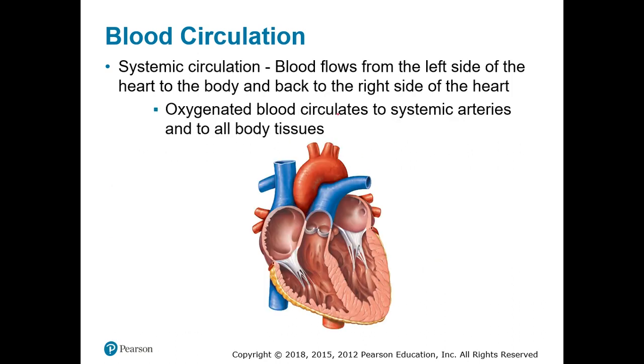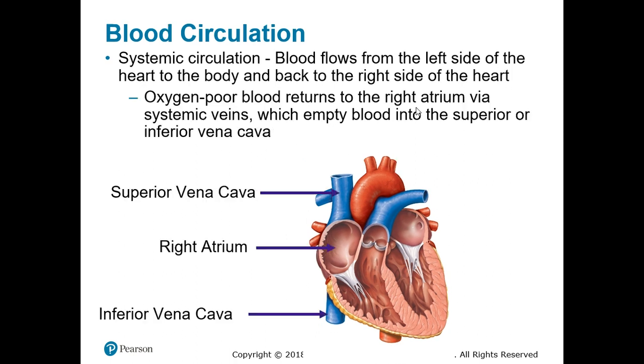This oxygenated blood is going to circulate through our systemic arteries into all of our body tissues. And then it'll eventually all end up at the beginning of our pulmonary circuit, where blood is flowing back into the right atrium from the superior and inferior vena cava.